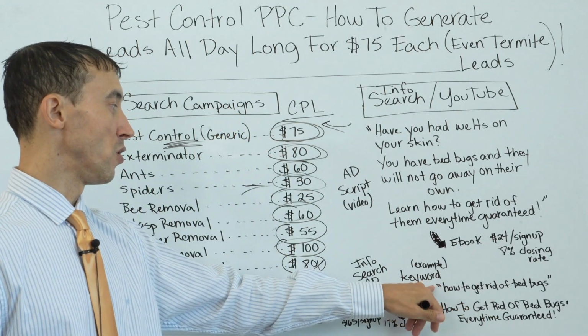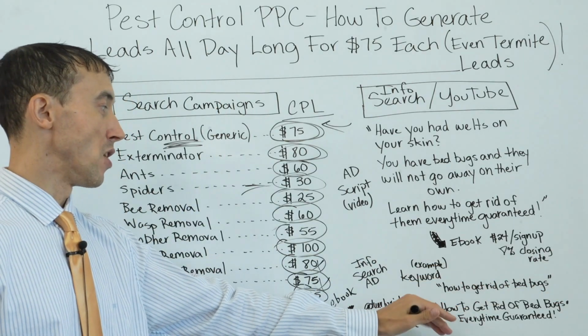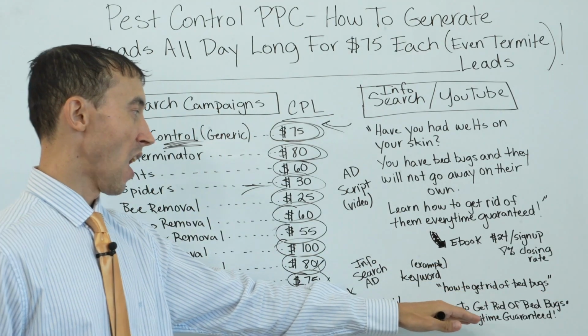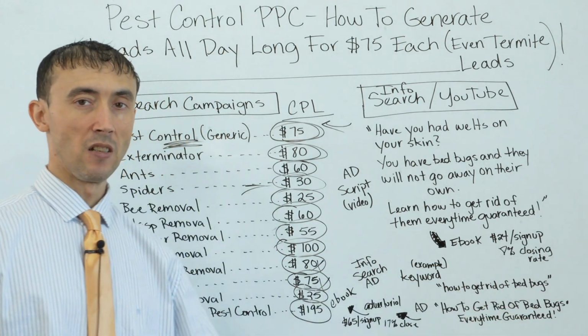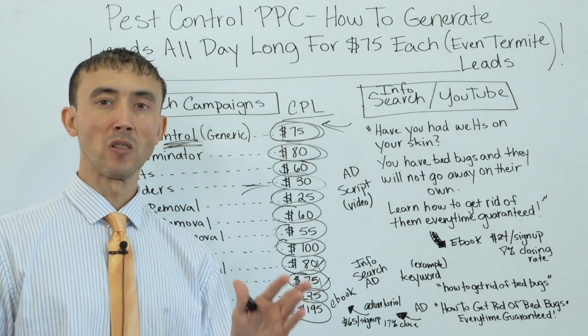So in that case, what you do is you target keywords on Google search like how to get rid of bed bugs, stuff like that. And then you have an ad, and you just rip off my formula here. How to get rid of bed bugs every time guaranteed. You don't say it exactly like that because it doesn't fit in the headline exactly like that. That's the general premise of what you run.